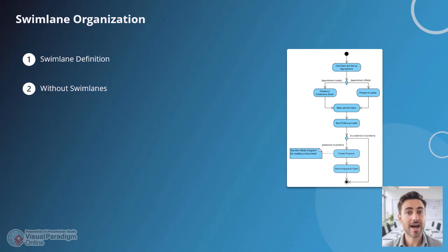Without swim lanes, all activities appear in one flow. This can make it difficult to identify which actor is responsible for a specific action in the diagram.